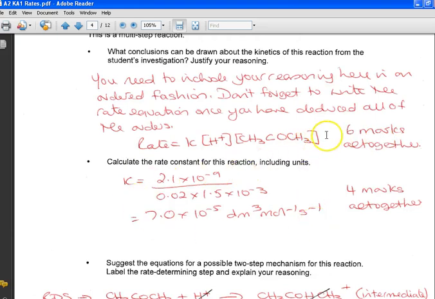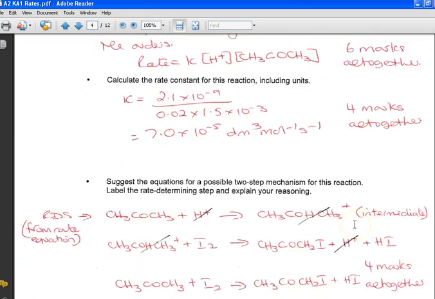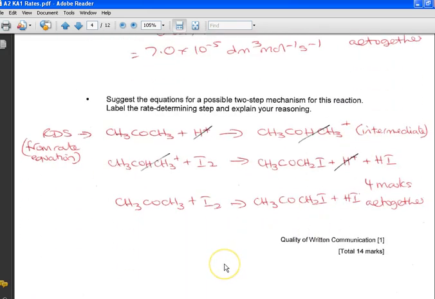the rate constant. The rate equation, actually, I've written it here, but it should go down here. It's included in with the 4 marks that you get for this calculation. So the rate equation, and then the calculation, and the units, okay? And finally here, the rate determining step. So the rate determining step will always have the species in the rate equation. So if you've got your rate equation right, then you stand a good chance. If you haven't, then you're not going to get this right.